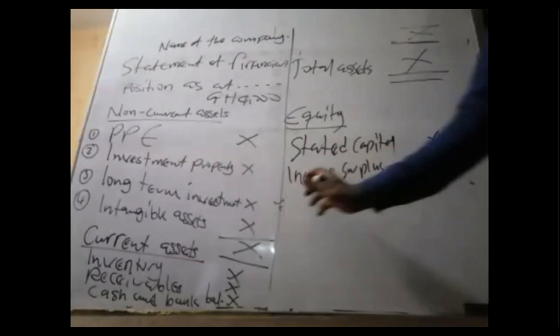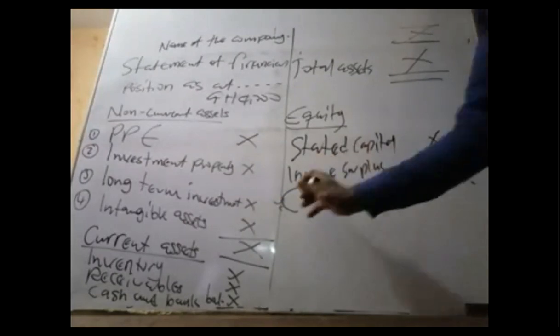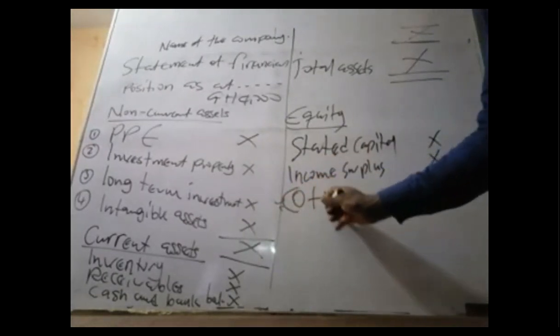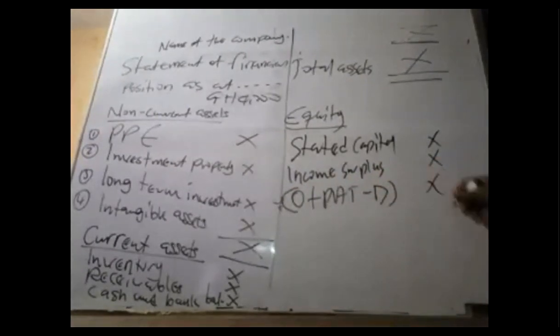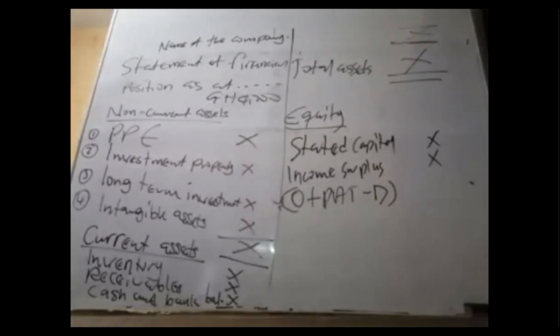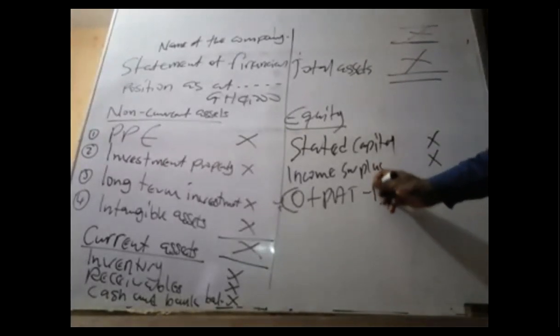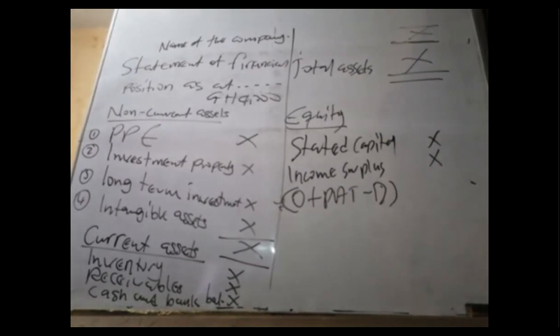Income surplus, so much. If you don't want to do the statement of changes in equity, don't worry. Tell the examiner it's equal to the opening balance plus profit after tax plus dividend. That is all. That's the simplest version of the income surplus. So opening balance plus profit after tax, that's coming from your comprehensive income, plus dividend. Okay, so that is that.